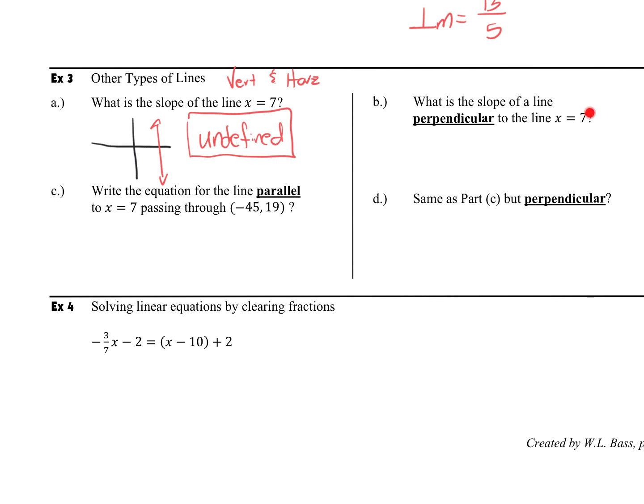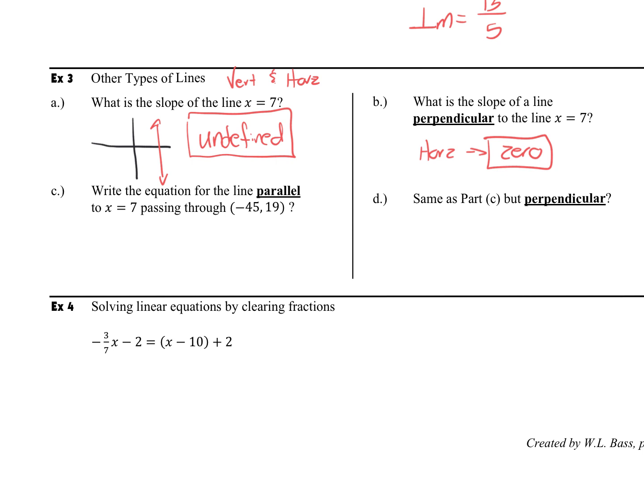Now, if we want to know what is the slope of a line that is perpendicular to this line, well, a line that's going to be perpendicular is now going to be a horizontal line, and the horizontal line is going to have a slope that is 0. Again, we don't say no slope, we specifically say 0.